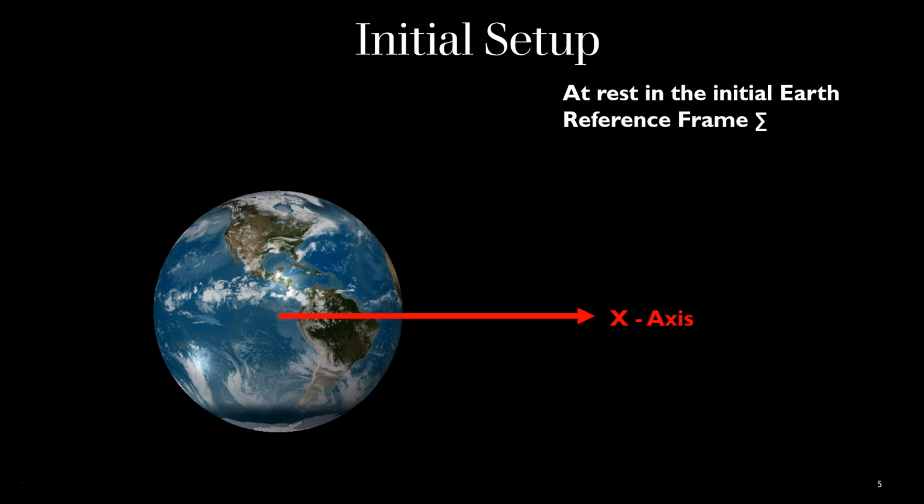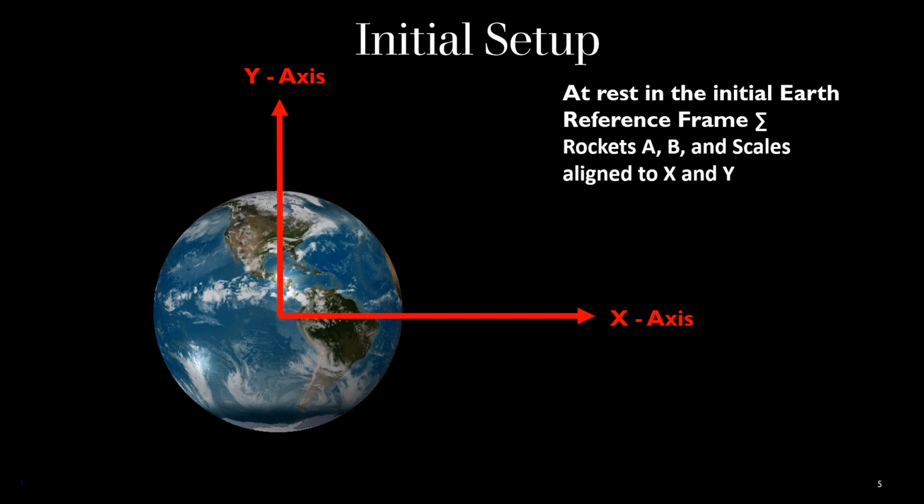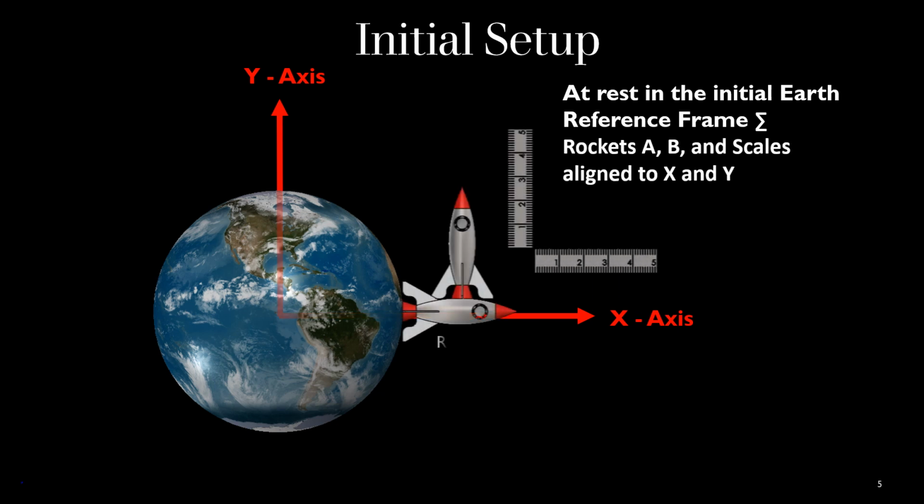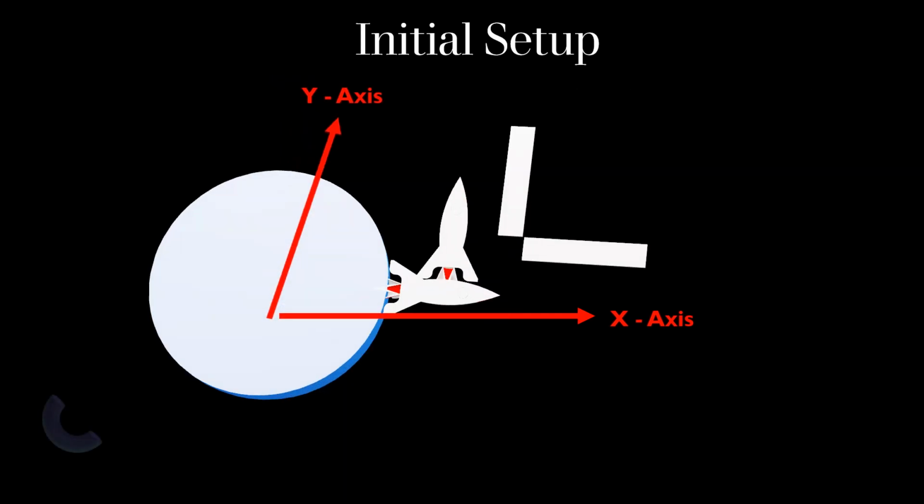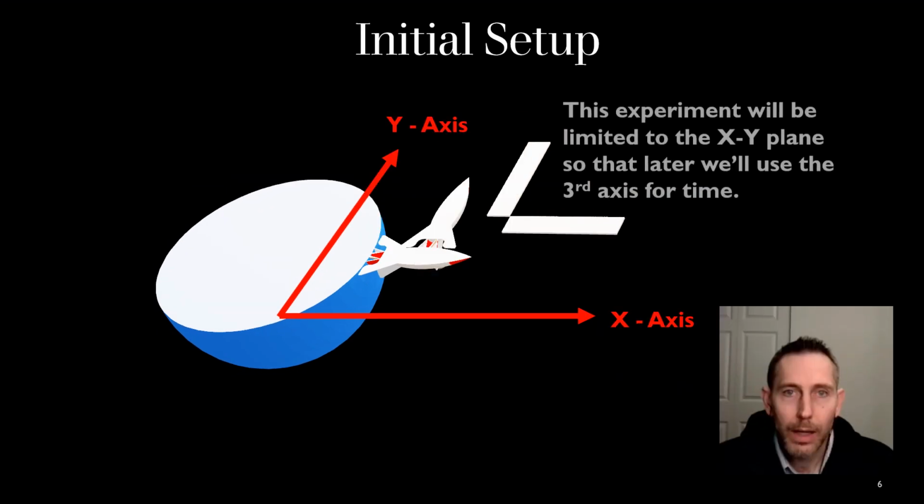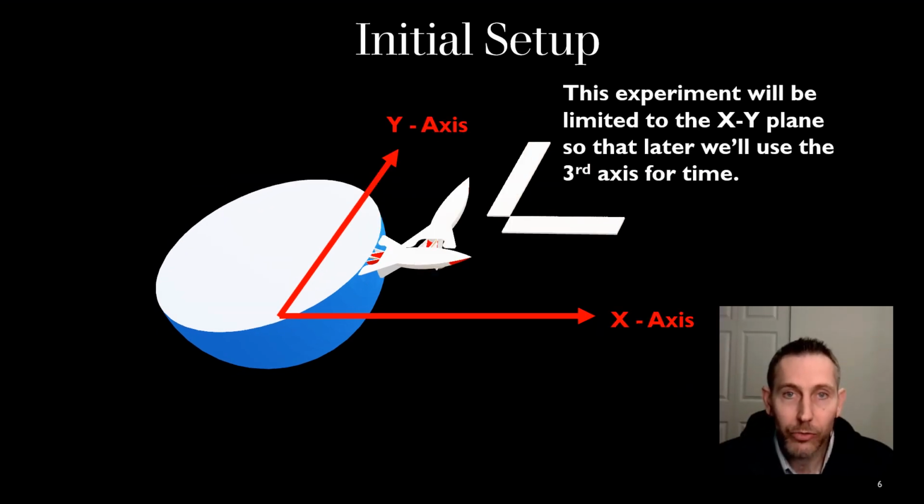To start, in the initial setup, we'll assume that the Earth is a true inertial reference frame, sigma, at rest with our observer. We'll consider two spatial axes. Rocket A is aligned with the x-axis, and rocket B is aligned with the y-axis, along with a set of scales aligned with these axes. Our experiment is confined to the xy plane so that we can reserve the third axis for time.